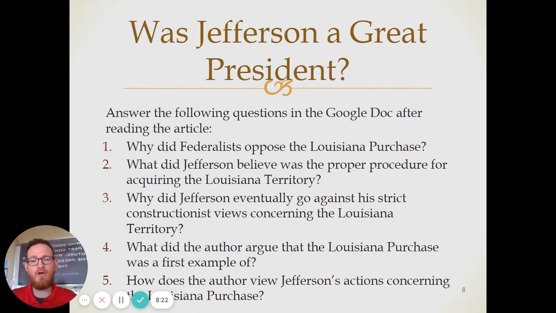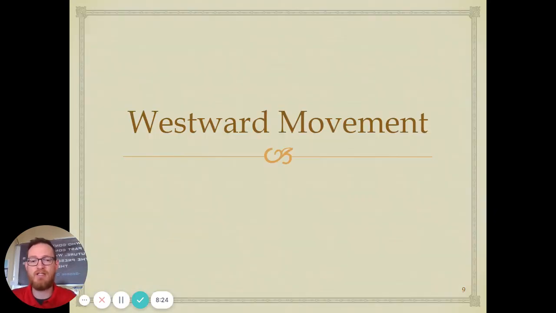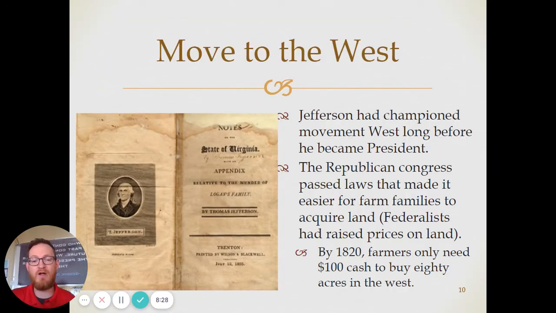So you do have an article to read about, was Jefferson a great president? It's going to talk a little bit about his presidency. So now we're going to move into talking about westward movement.